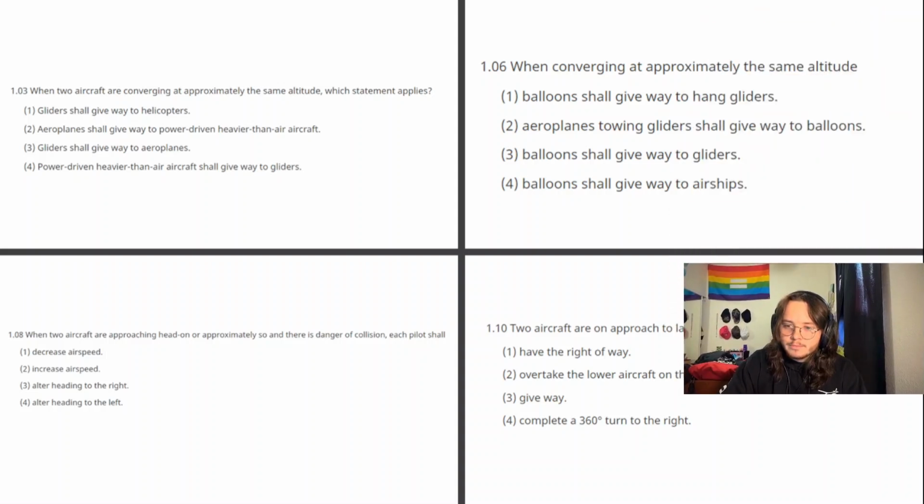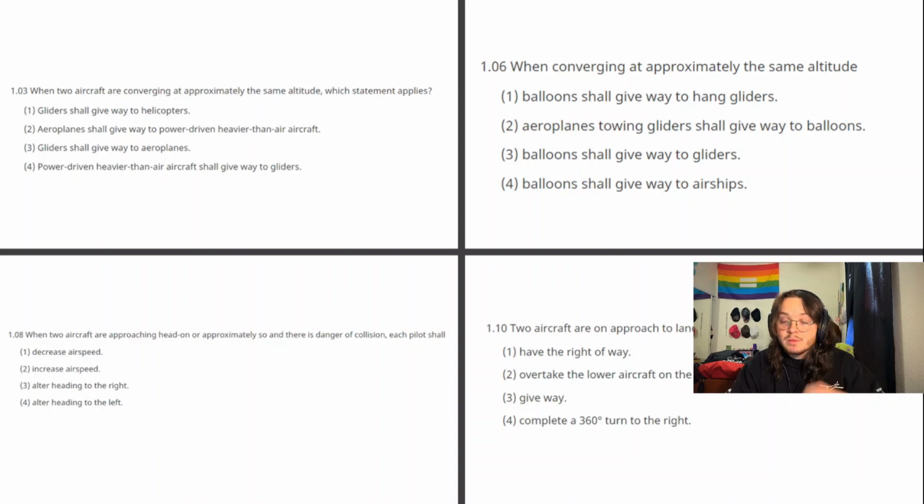Let's look at the next one here. When converging at approximately the same altitude, 1, balloons shall give way to hang gliders. 2, airplanes towing gliders shall give way to balloons. 3, balloons shall give way to gliders. And 4, balloons shall give way to airships.